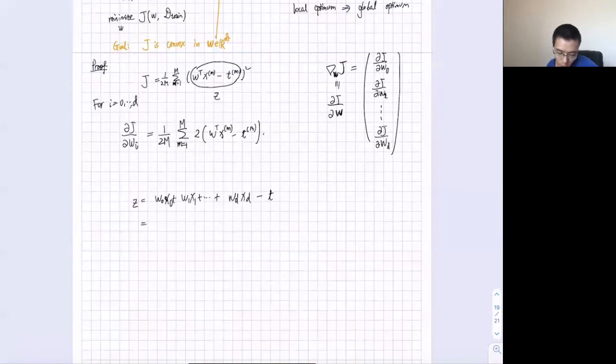So what happens if I compute the partial derivative with respect to wi? Of course, you get xi, right? So the partial derivative of z with respect to wi is xi. So I have xi here. Okay, so I have m.